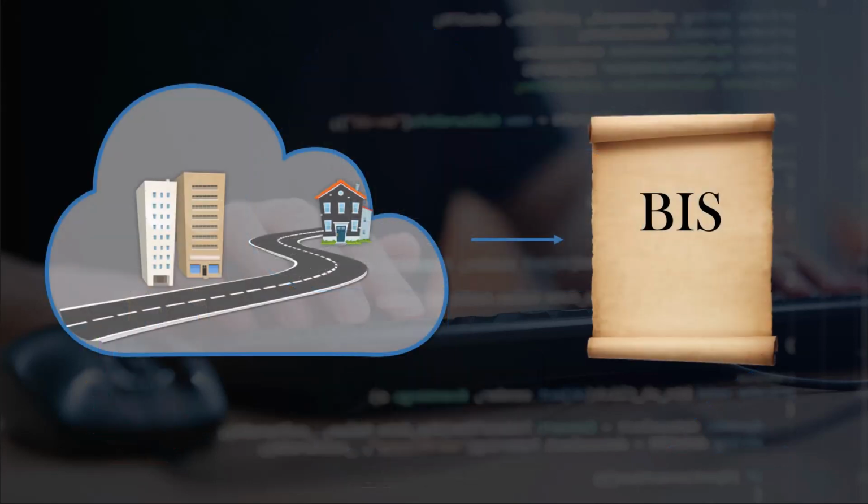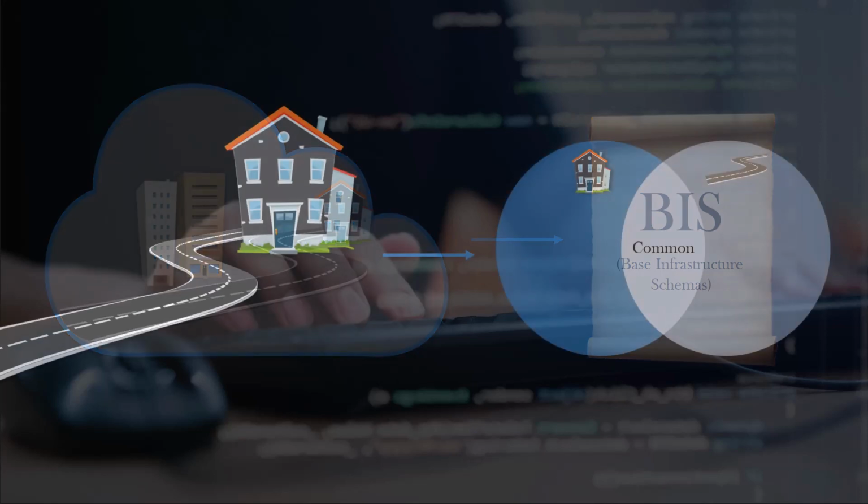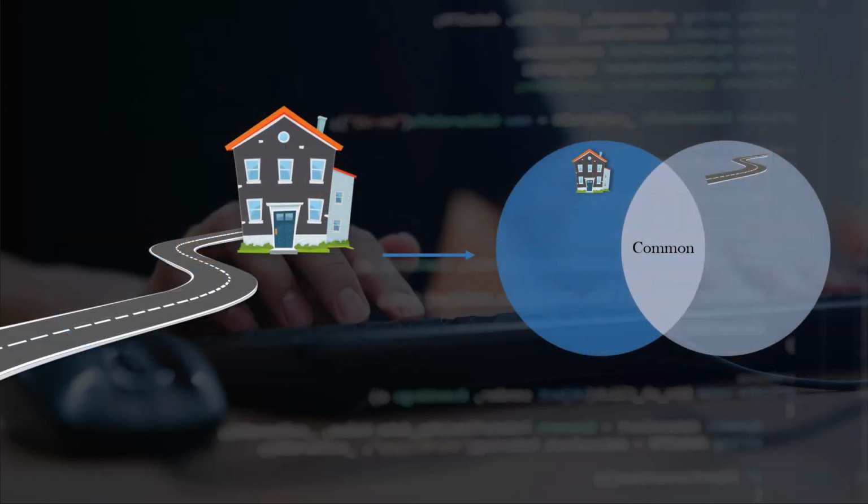BIS stands for Base Infrastructure Schemas. It gives us a set of base schemas and classes that are common across infrastructure domains and applications. If we take the example of the house and the roadway, there's some properties that are going to be common across both datasets. 3D geometry is an example of that. That's something we would expect in any 3D model, along with labels or descriptions on the elements inside the model. Now these are some common properties.